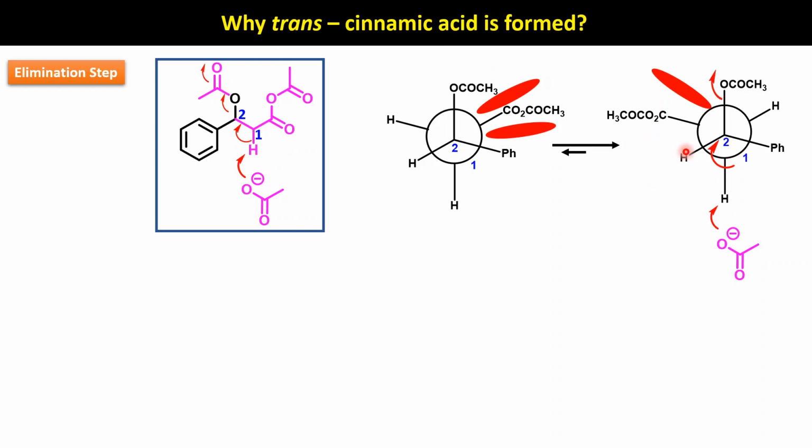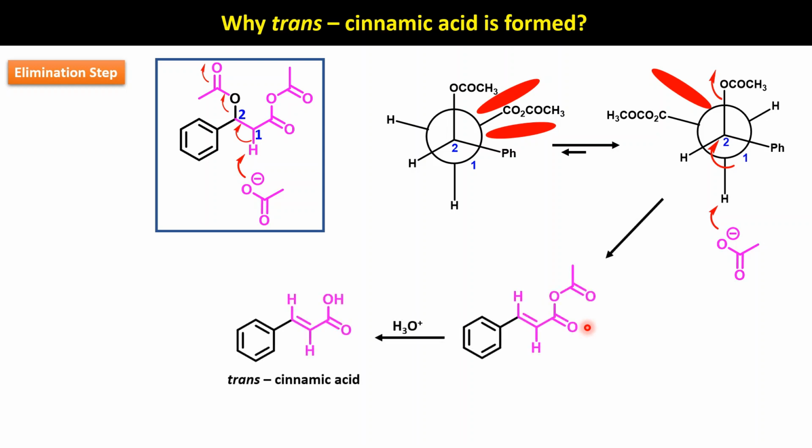Here, as you can see, these two hydrogen atoms are situated on the opposite side, and this anhydride derivative and phenyl group are situated in opposite directions. Therefore, in the produced alkene, they will also remain in opposite directions. As these two hydrogens are in opposite directions, this alkene we will call a trans alkene, and this compound is the anhydride of trans-cinnamic acid. Upon hydrolysis, this anhydride will generate trans-cinnamic acid. This is why trans-cinnamic acid is formed in Perkin condensation.